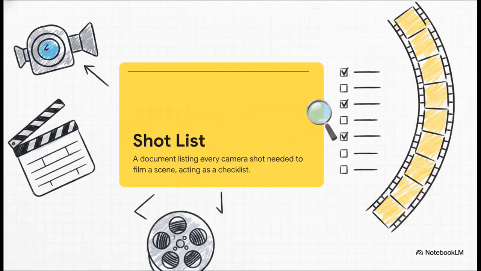And branching right off that shooting script is our main focus for today, the shot list. Simply put, a shot list is a document that lists every single camera shot needed to film a scene. It functions as a rigid checklist for the camera department. By having this in hand, you completely stop your crew from guessing on set. Instead, everyone follows a unified, strictly planned sequence. No confusion, no waste of time.